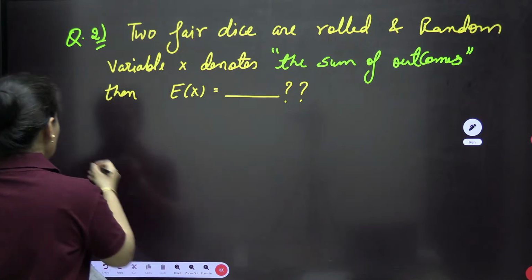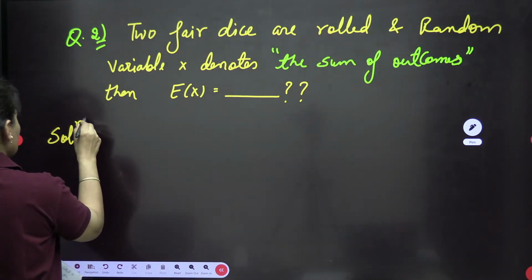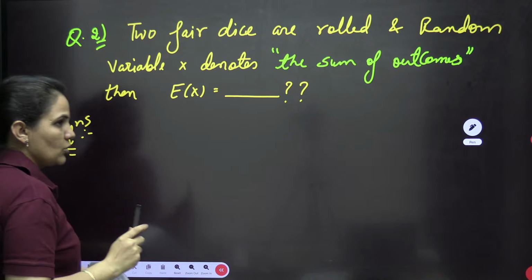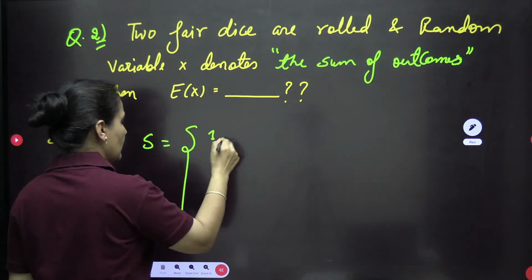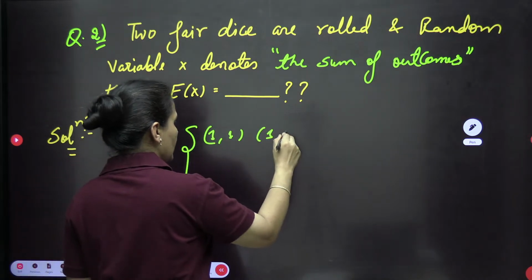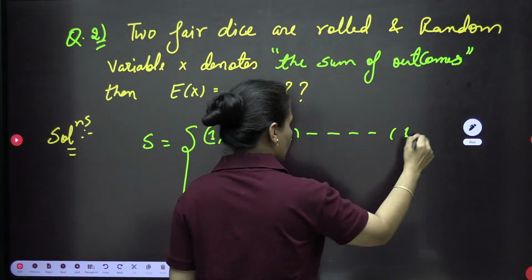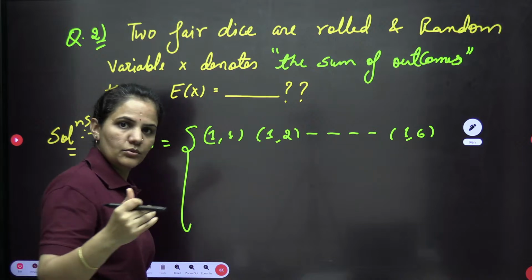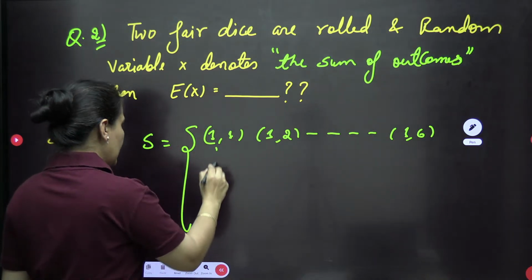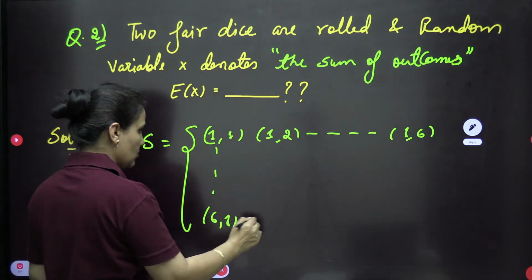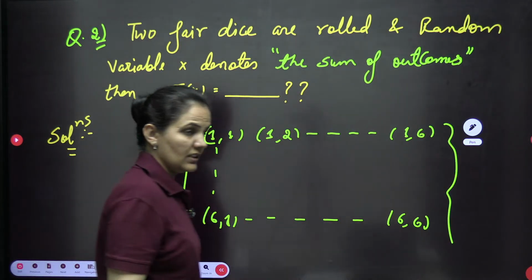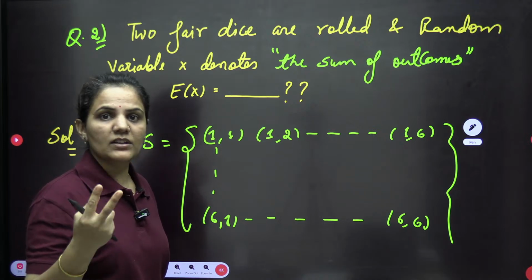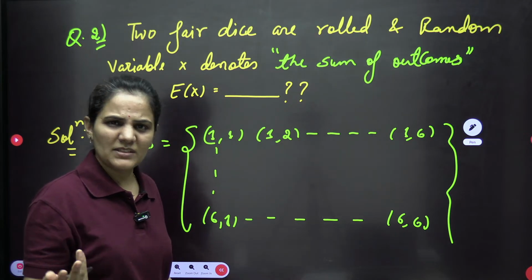So first of all, when we are solving these type of questions, whenever we are having two dice, the sample space we know very well: 1 1, 1 2, 1 3, 1 4, 1 5, 1 6. Similarly 2 1, 2 2, 2 3, 2 4, 2 5, 2 6 and so on. We can go up to 6 1, 6 2, 6 3, 6 4, 6 5, 6 6. So we know very well that in these type of cases when we are having two dice, the sample space is 6 squared, that means 36.